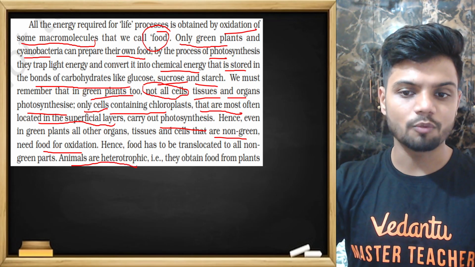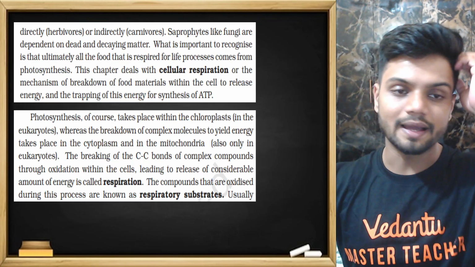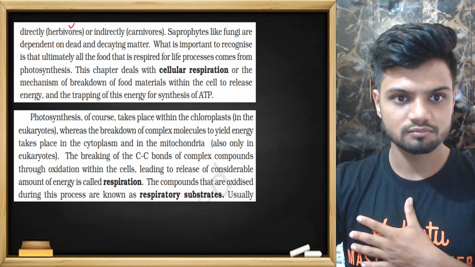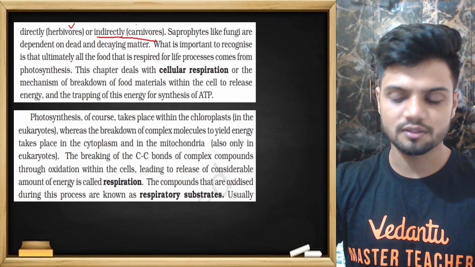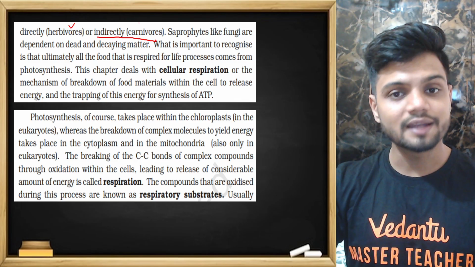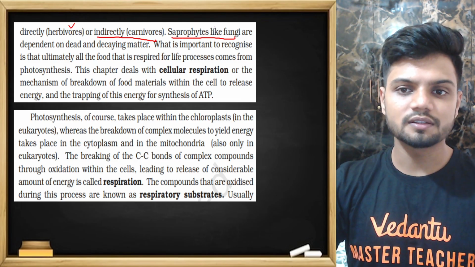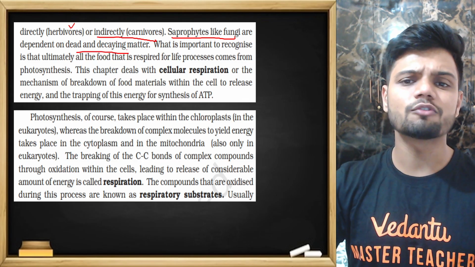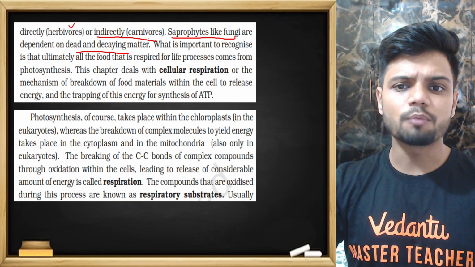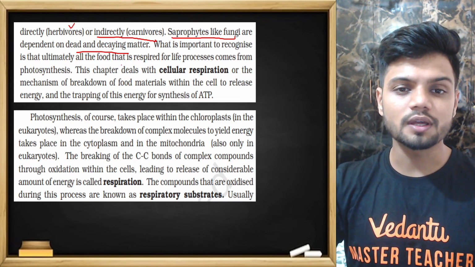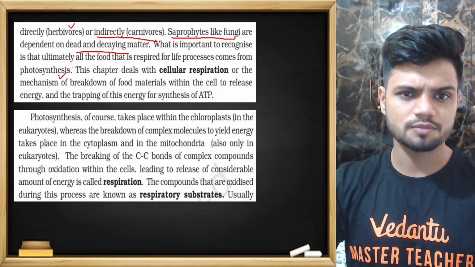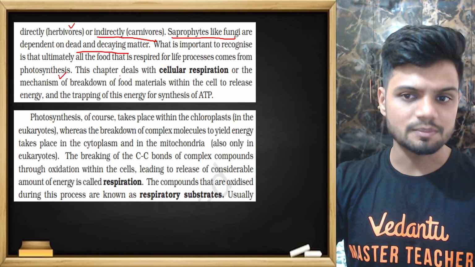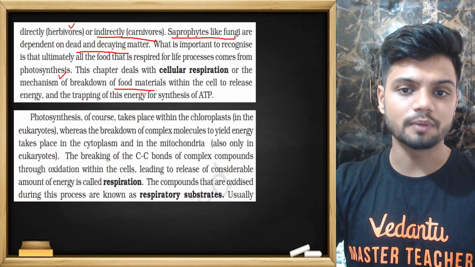Animals are heterotrophic, that is, they obtain the food from the plants. Directly herbivorous, or omnivorous, but still. Indirect carnivores are non-veg cousins. Who are the non-veg cousins? That is a lion, tiger, and all. Saprophytes like fungi, one weird thing, fungi, are dependent on the dead and decaying matter, saprophytic mode of nutrition. What is important to recognize is that ultimately all food that is required for life process comes from the photosynthesis, the primary source.